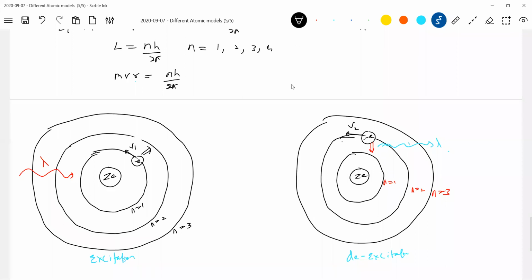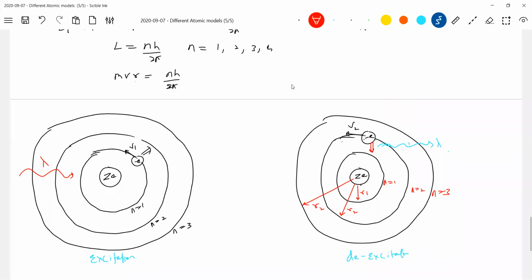So what is the specific distance? We call that R1. The distance of the stationary orbits, he derived an equation for it. You can look at the radius of the stationary orbits here. As long as the electron is at a distance R1, R2, R3, it will not radiate. And if it were anywhere between R1 and R2, it will radiate.